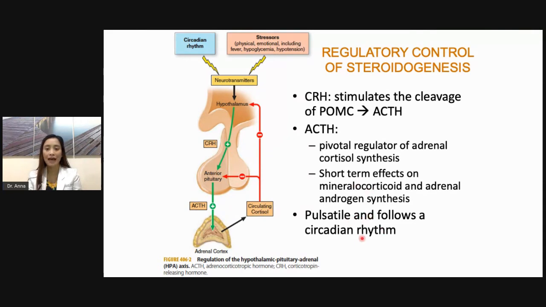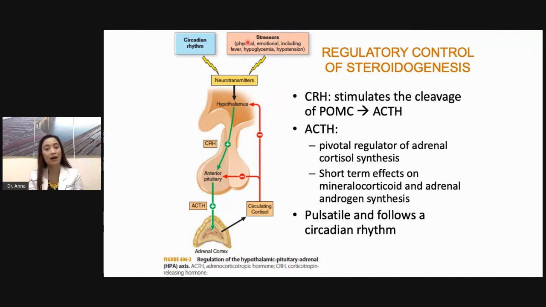So just like your cortisol, your ACTH, as we discussed in the previous sessions, has a pulsatile secretion and follows a circadian rhythm that mirrors the circadian rhythm of your cortisol. So the axis is affected by your circadian rhythm as well as physical and physiologic stressors. Any stress from the environment and any stress within the body, such as fever, hypoglycemia, hypertension, can activate or put your hypothalamic pituitary axis into activation.